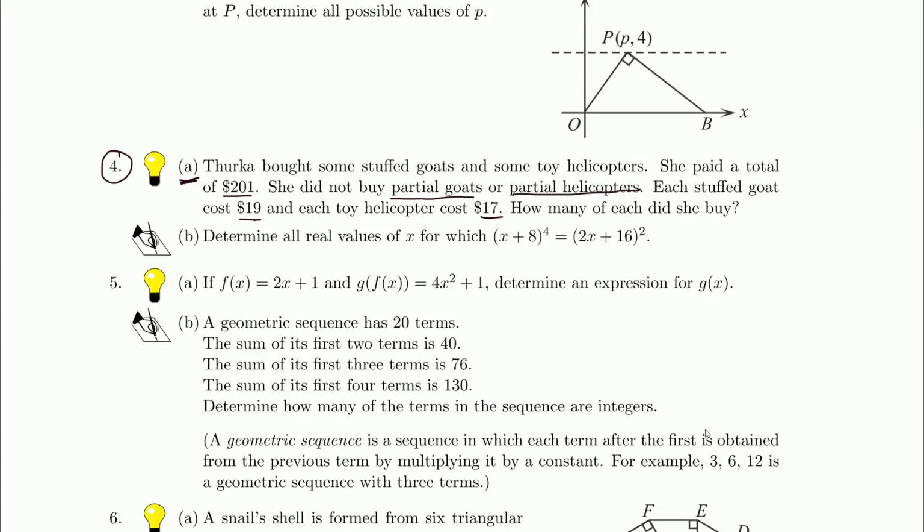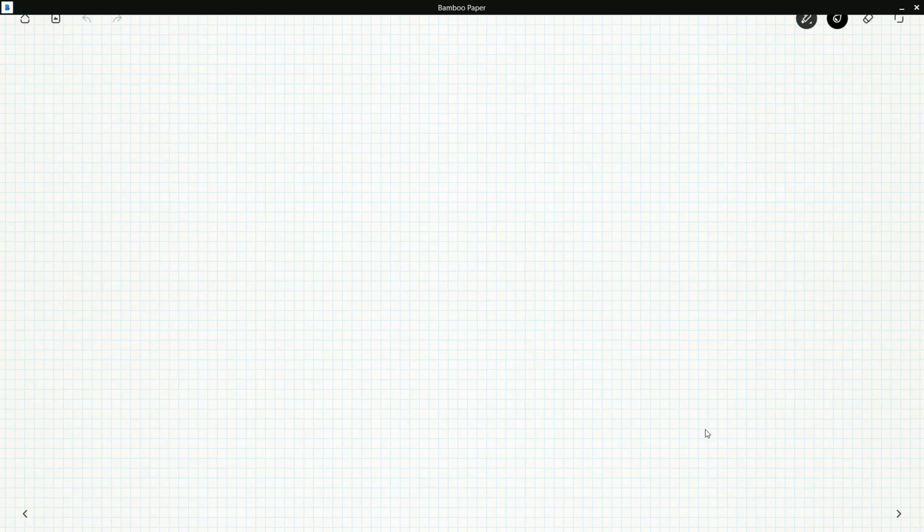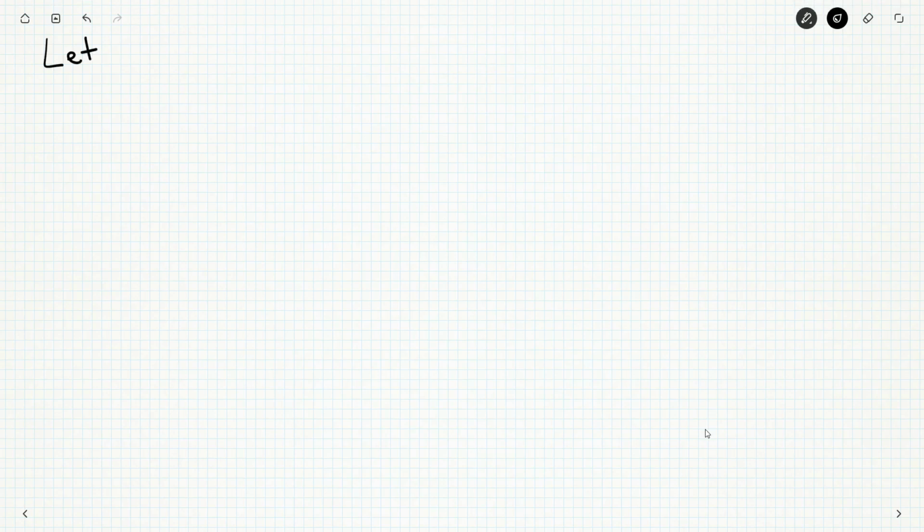Well, I don't know these numbers, but we need to figure out the number of goats and the number of toy helicopters, so we can give names to these unknowns. If you're trying to write this up nice and neat as though it were a written question, you might say something like, let G equal the number of goats bought, H be the number of toy helicopters bought. But if you are just looking for the answer, do your work on a rough page, and you don't have to explain to yourself, unless you get really confused, what your symbols mean.